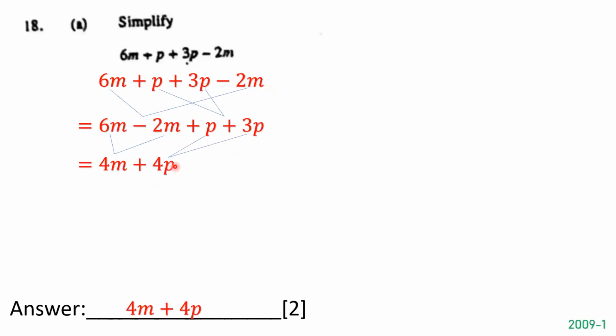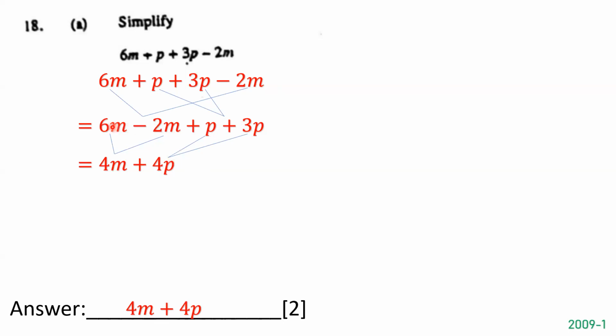Moving right along, we continue. Here we have 6m plus p plus 3p minus 2m. The idea here is that we want to bring together the terms that are like. We see that the m's are the same, so we say 6m minus 2m, and we bring them together. And then we have the p's. The p's are the same, so we say p plus 3p, and we bring them together. So let's combine them.